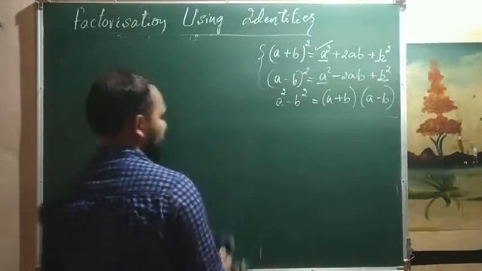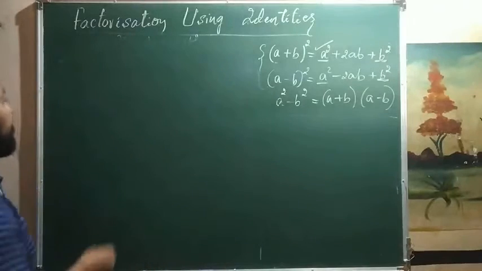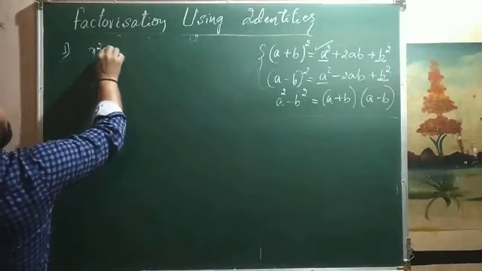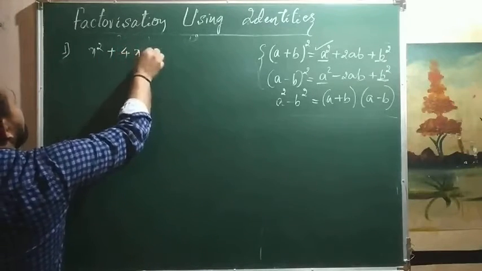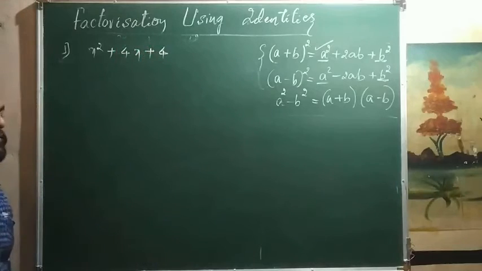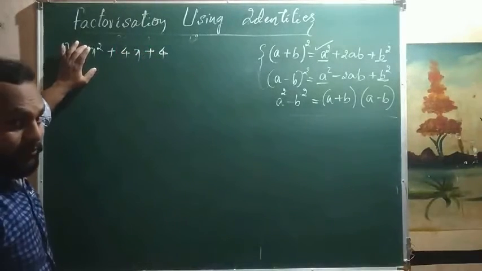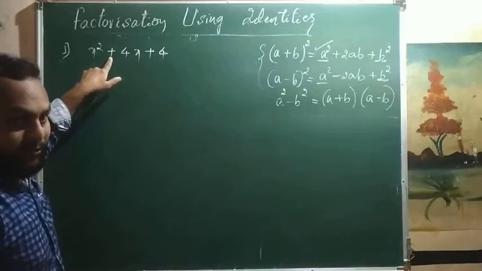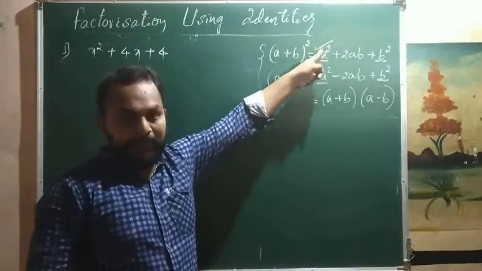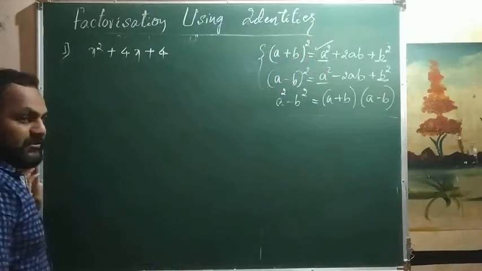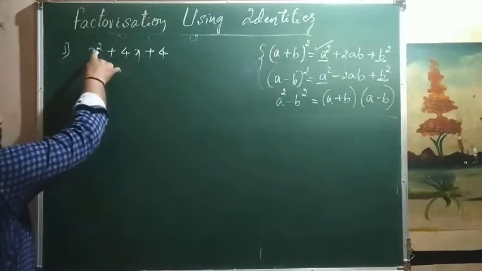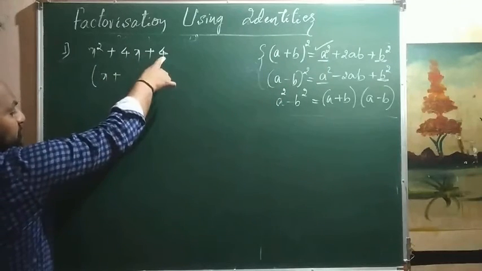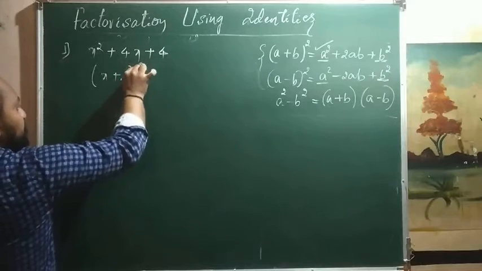We'll take some more examples based on these three identities. Here the first one: x square plus 4x plus 4. This is a trinomial expression, the number of terms is 3. The sign of the middle term is positive, which means the first identity. The square root of the first term is x and the square root of the third term is 2 square.